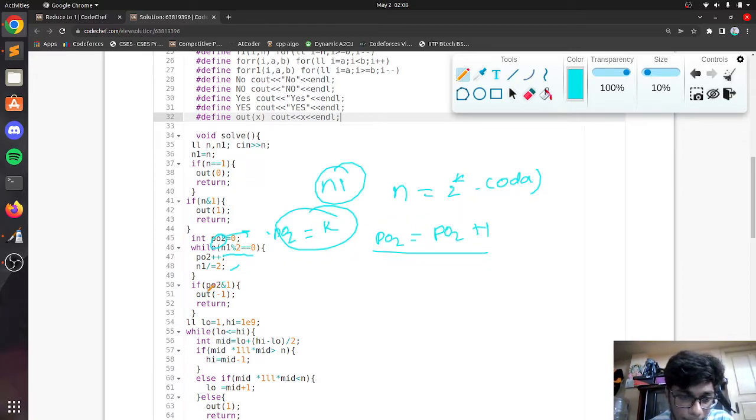And if PO2 is 1, so PO2 and 1 means there's nothing to divide, modulo equal to 1, which we have already discussed, this output is -1 and return.